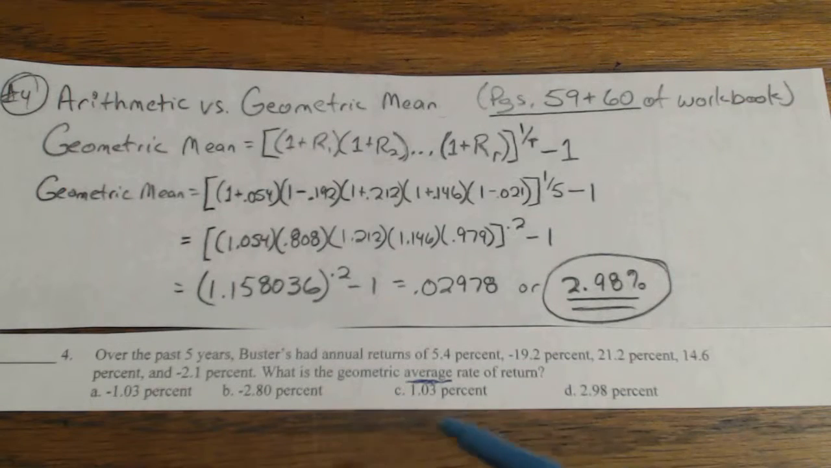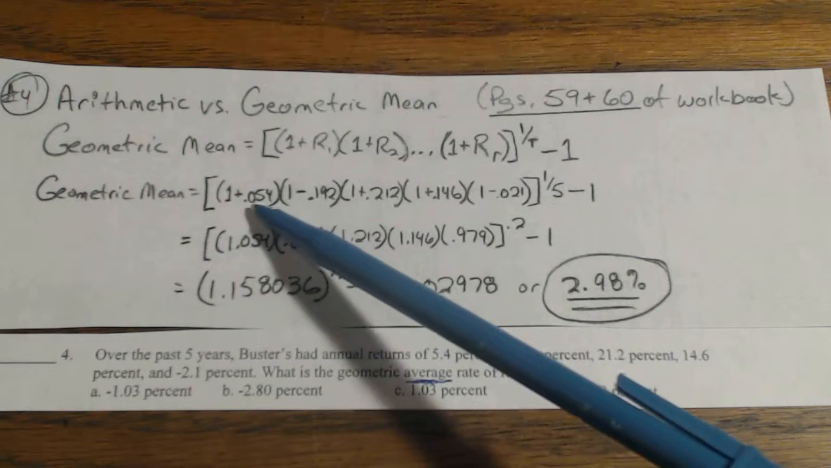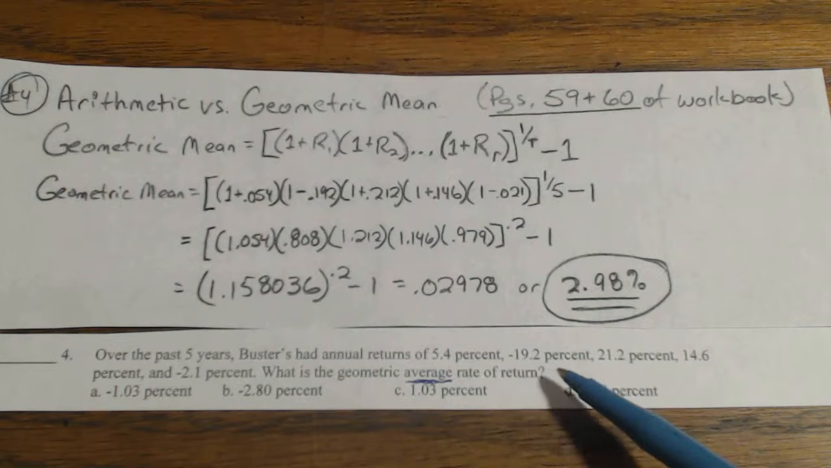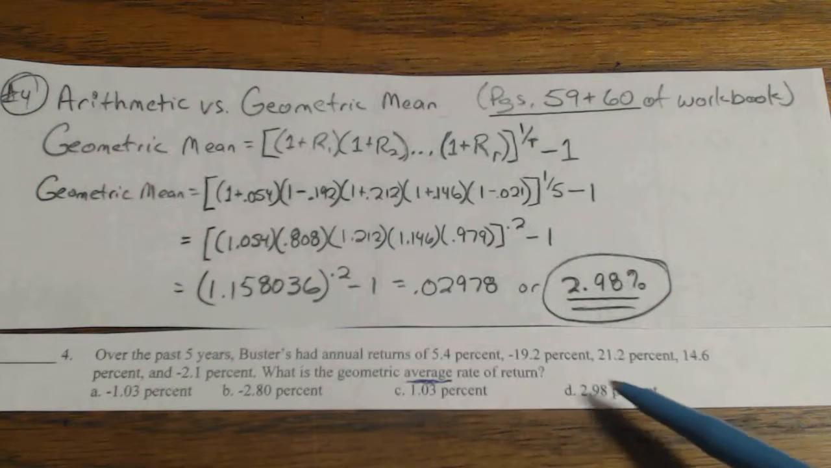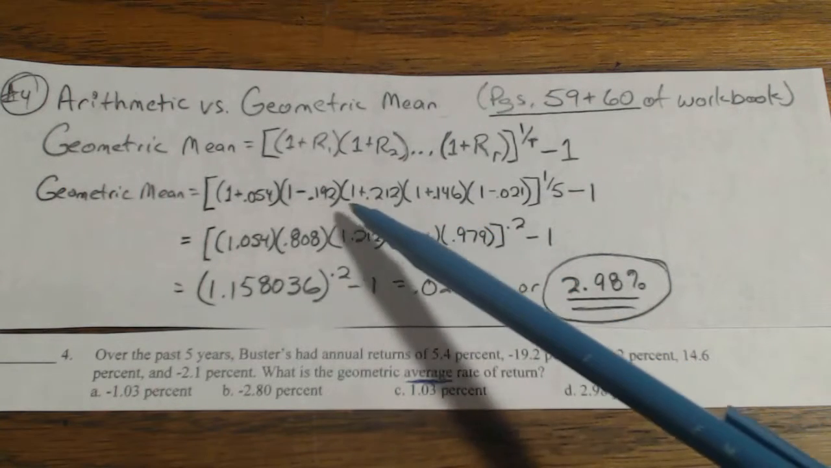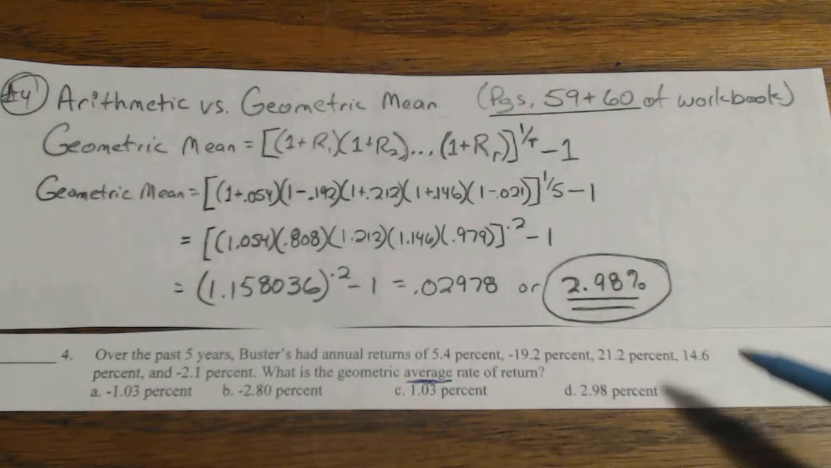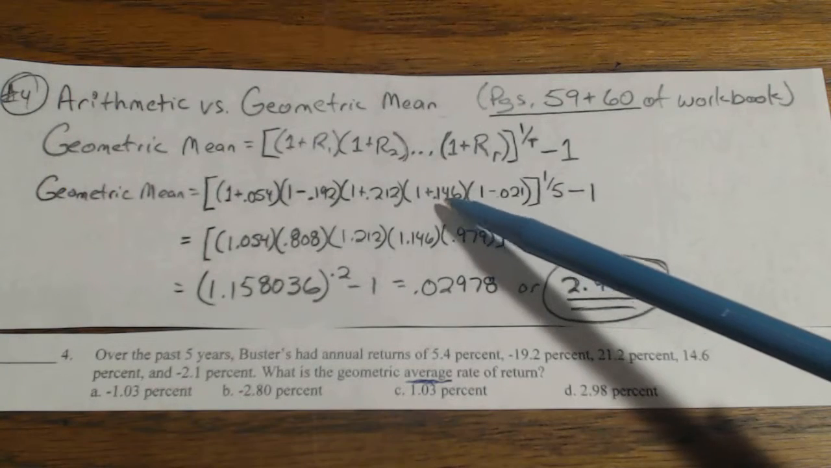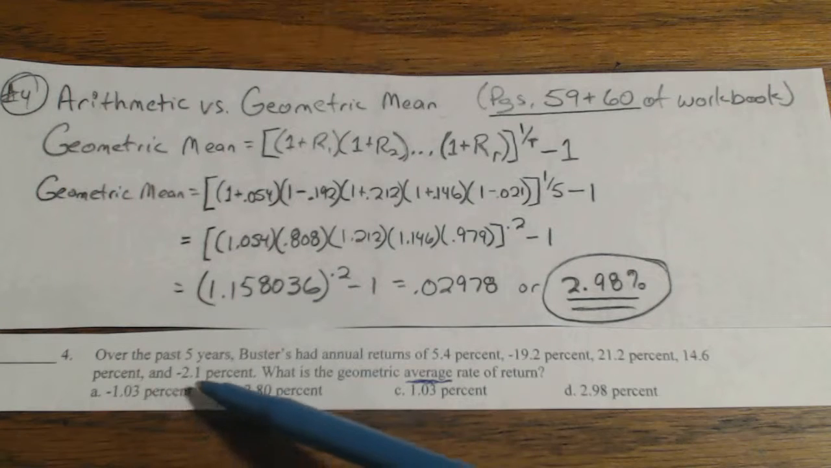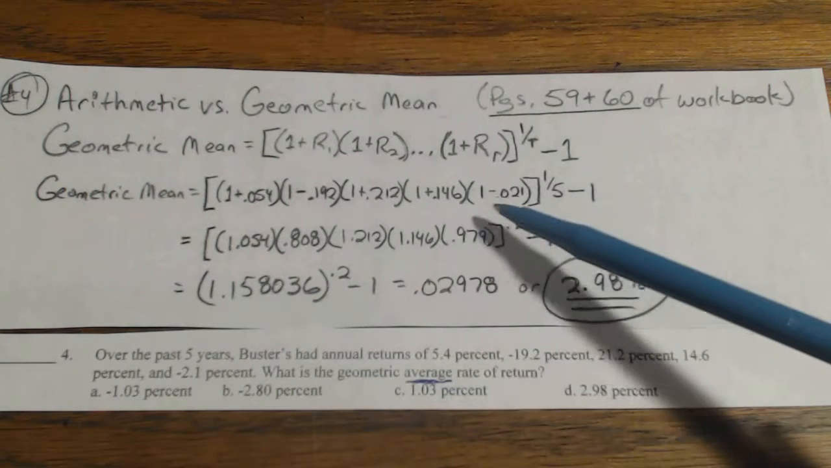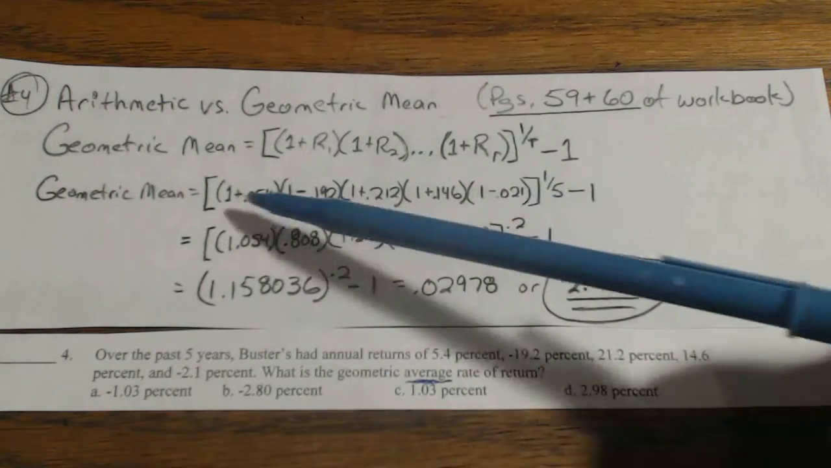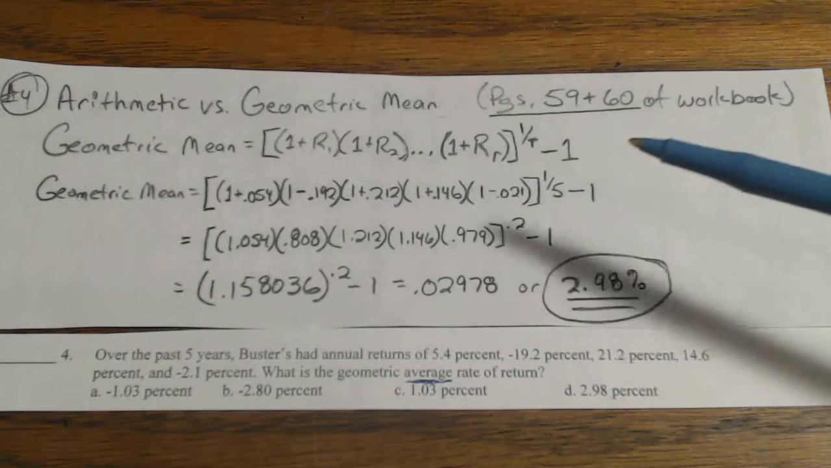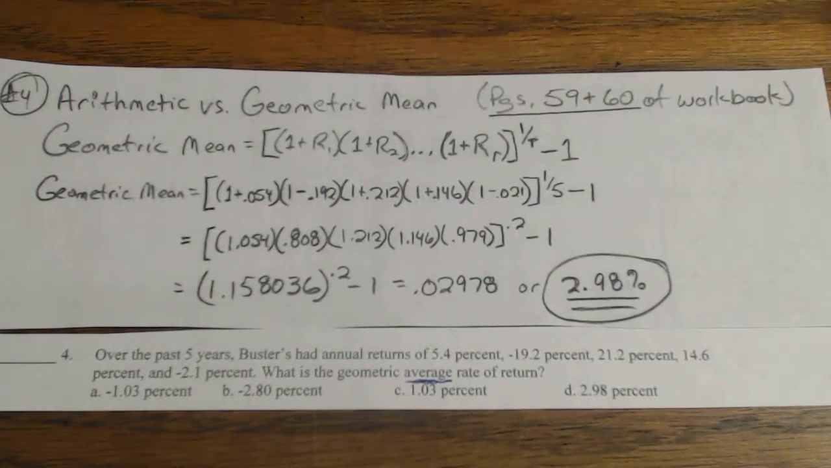So in this case, they told you the first annual return is 5.4%. You got to do these as decimals. So 1 plus 0.054. This is negative 19.2, so 1 minus 0.192. Then 21.2, 1 plus 0.212, and then 14.6, 1 plus 0.146, and then the last one is negative 2.1%, so 1 minus 0.021. Remember, they're negative because you're either 1 plus or 1 minus. When they're negative, you subtract it, because you're multiplying these all together, and then you're doing it by 1 over the number of time periods.